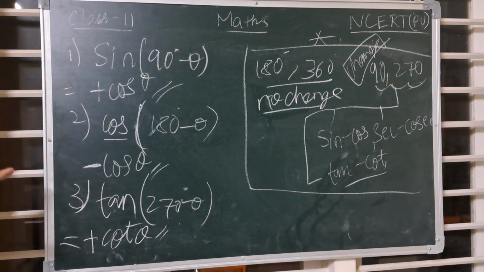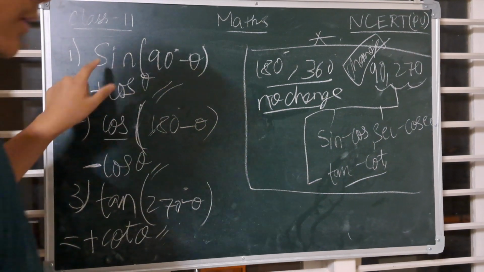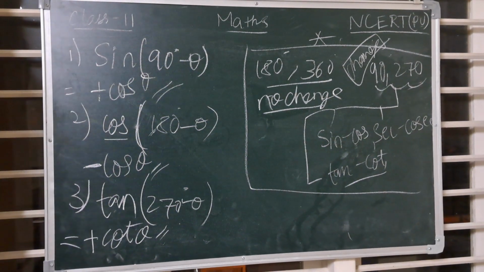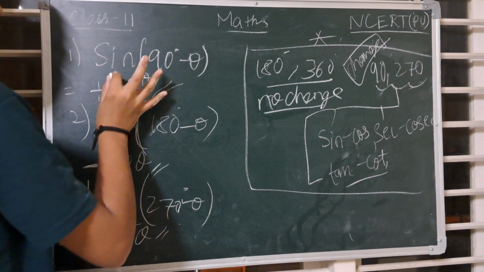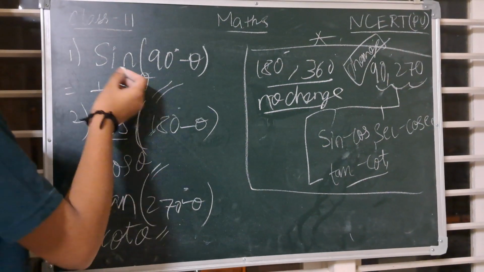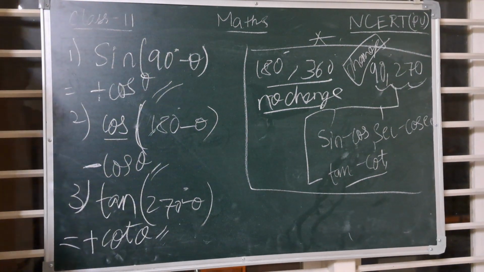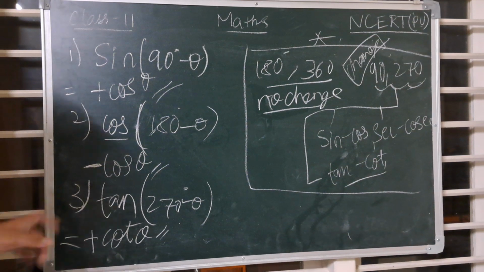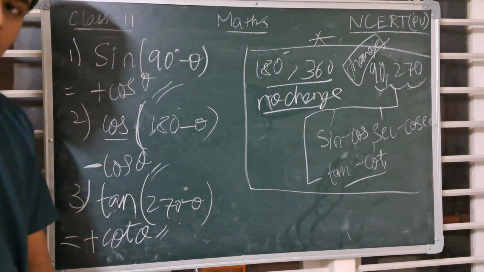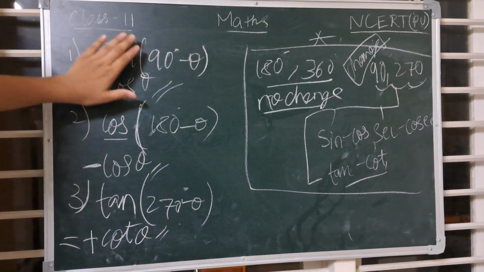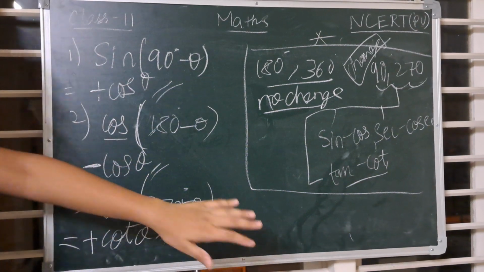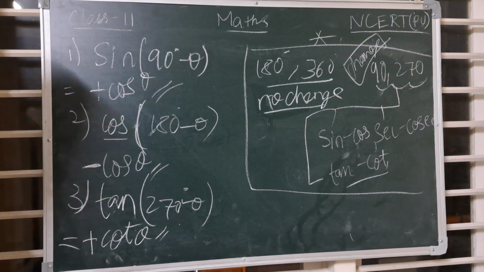So similarly, we can form cos of 90 minus theta, tan of 90 minus theta, cot of 90 minus theta, and secant and cosecant of 90 minus theta. Similarly, for questions like this we can form all the trigonometric ratios. I have just given one example so that you can understand easily.